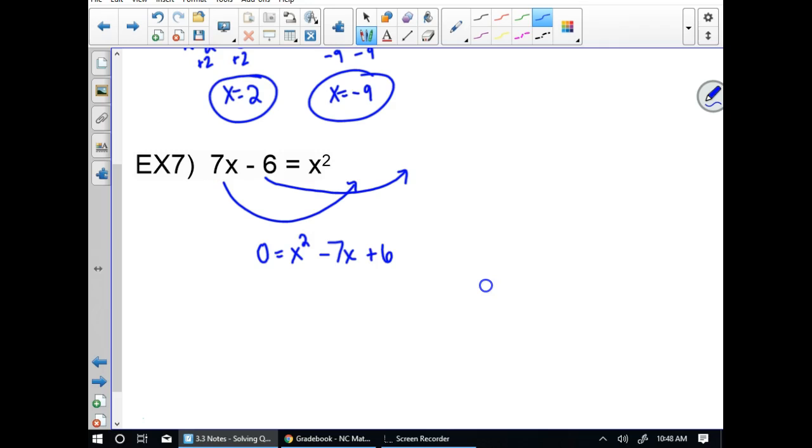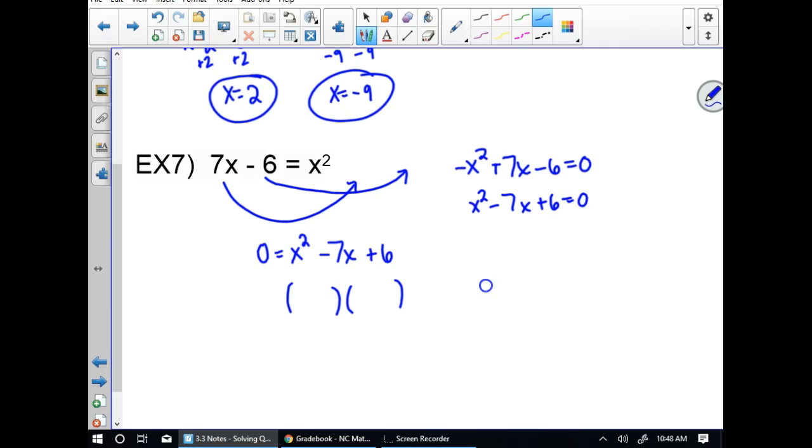You can, if you want to do that instead, you have negative x squared plus 7x minus 6 equals 0. And then if you just multiply through by negative 1, divide by negative 1, whichever way you want to think about it, you'll get x squared minus 7x plus 6 equals 0. So that's perfectly fine as well. So we're going to factor this.